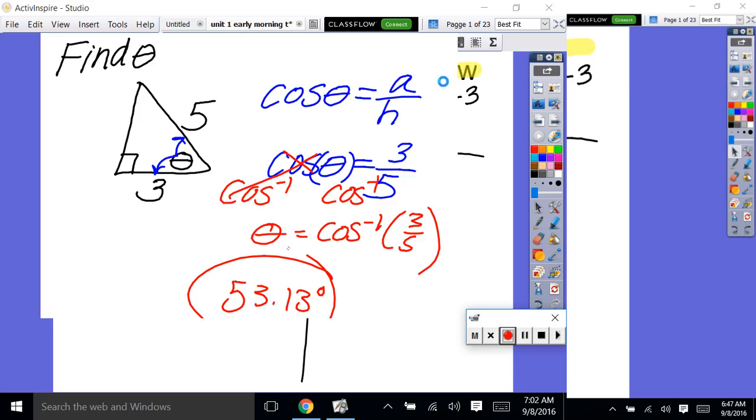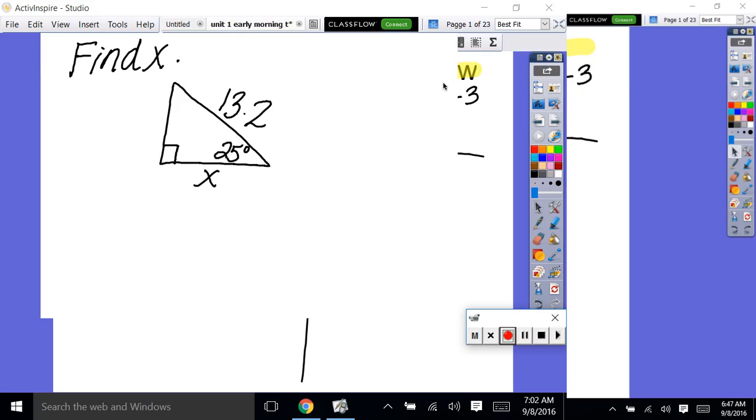Okay. Next one on the test, find x. Oh, can we use Pythagorean theorem? No. There's one like this on the test. Are we ready? So we can't use Pythagorean theorem, correct? So we must be using right triangle trig, so we'll use that theta.